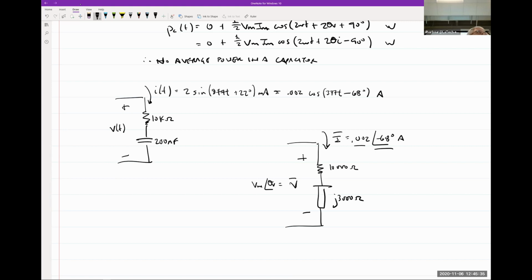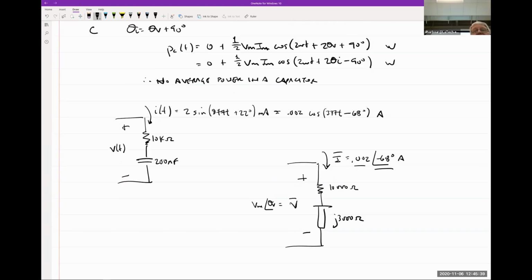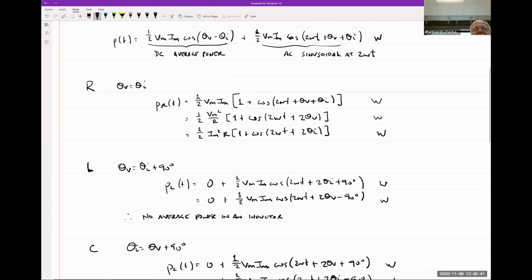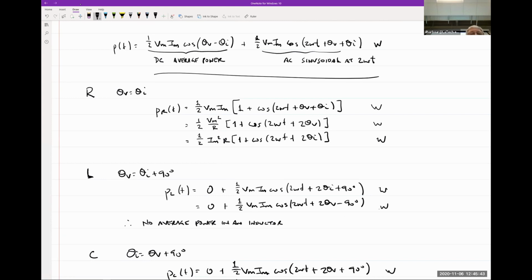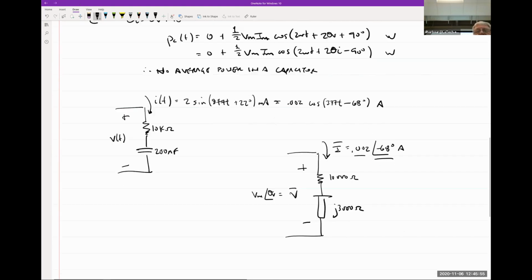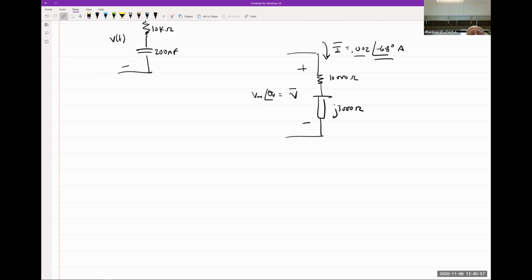Now we come back to the time domain, and you can write out the expression for instantaneous power, going right back up here and looking at this first equation. Vm, Im, theta V, theta I, omega, it's all here, right? So you just build yourself the instantaneous power expression in time for that circuit.